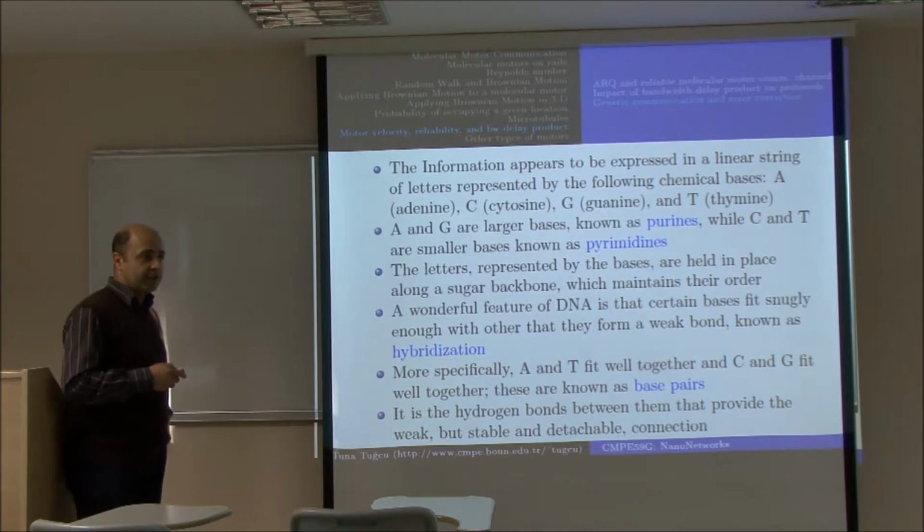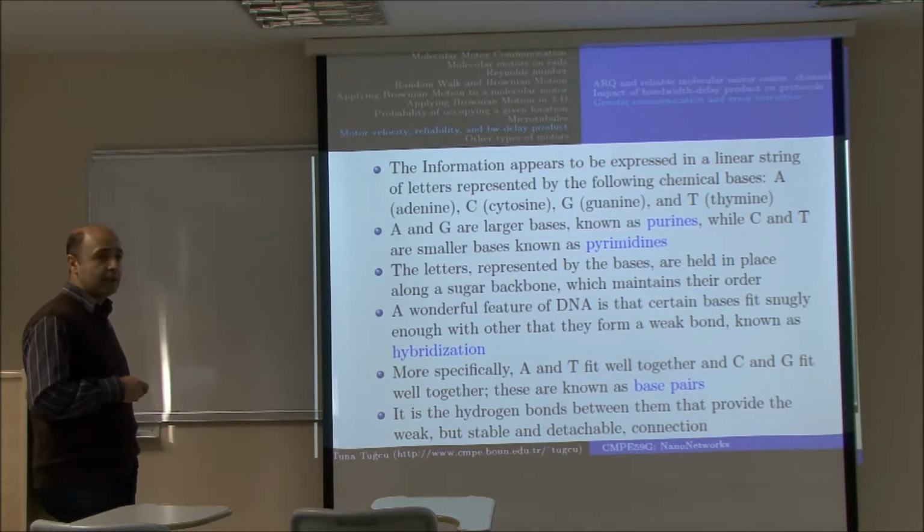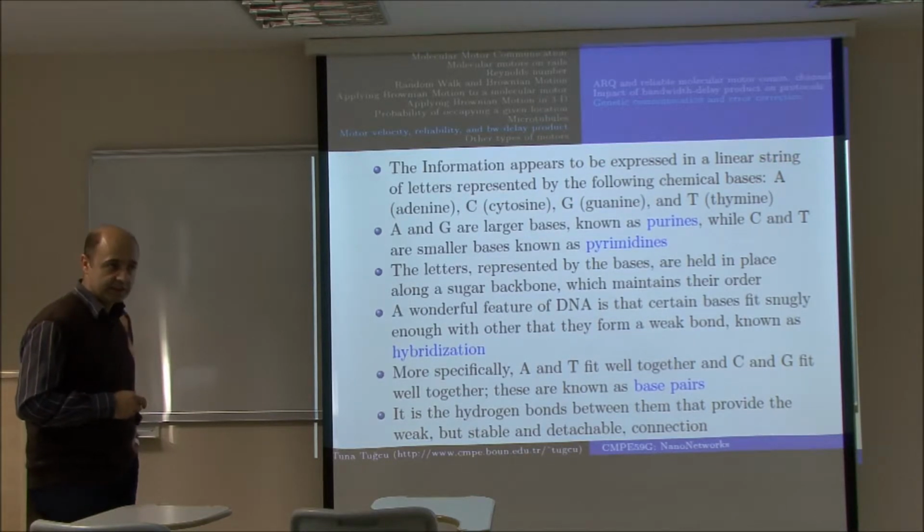So, if you look at DNA in more detail, the information in the DNA is typically encoded as a linear string of letters represented by some chemical bases. There are 4 types of different chemical bases. These are adenine, cytosine, guanine, and thymine. In short, people use A, C, G, and T, the capitals.